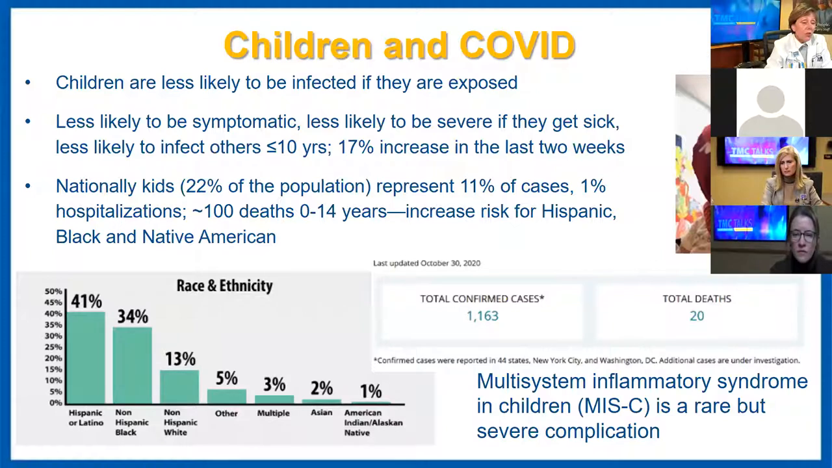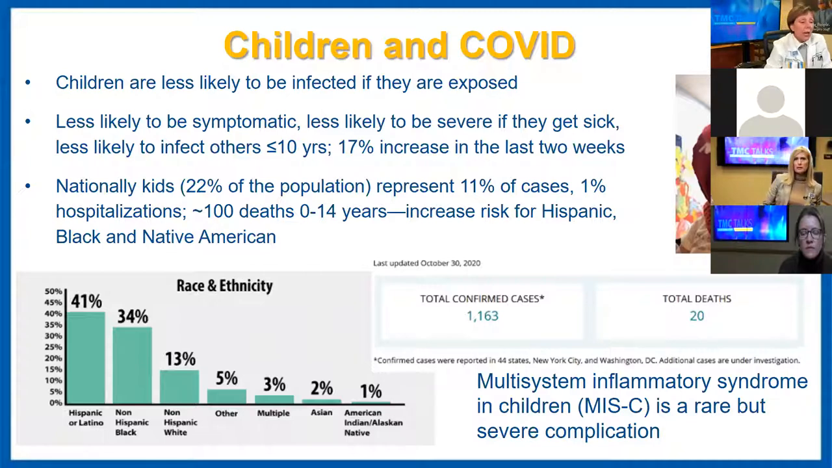So in terms of children and COVID, what we know is children are less likely to be infected if they're exposed, less likely to be symptomatic, less likely to get severely ill, and less likely to infect others, particularly the younger patients. What we've seen, though, is an increase in the number of cases in children, with a 17% increase nationally in the last 2 weeks. Nationally, kids who are 22% of the population represent 11% of cases and 1% of hospitalizations.